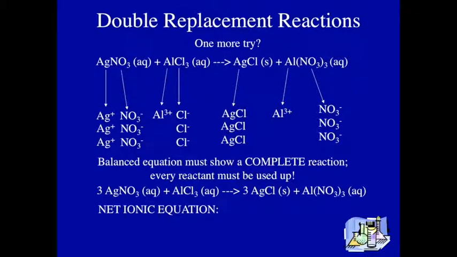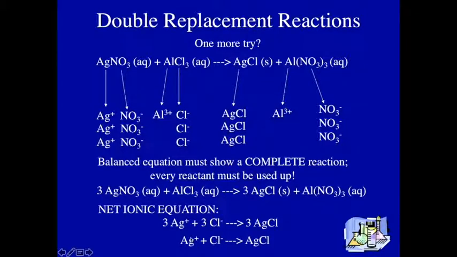Now for my net ionic equation, again, I look at what changed. Aluminum did not change on either side. Nitrate did not change on either side. Silver chloride did. Silver chloride is now a precipitate. It was an aqueous dissolved solution, now it's a precipitate, which means my 3AgCl is part of my net ionic equation. What made the 3AgCl? It was 3 silver ions and 3 chloride ions.